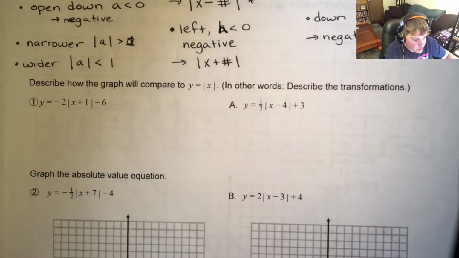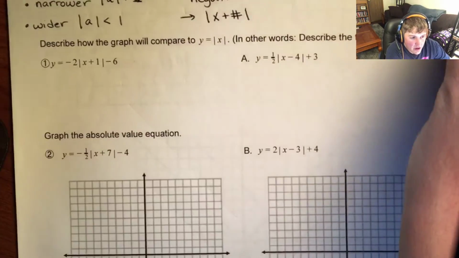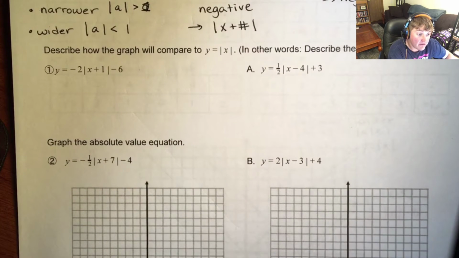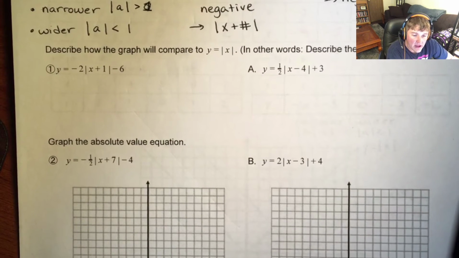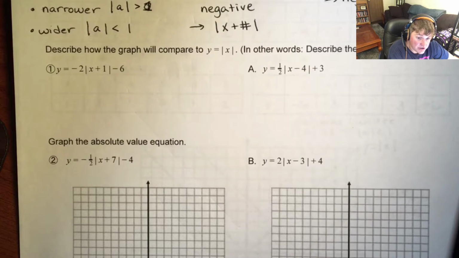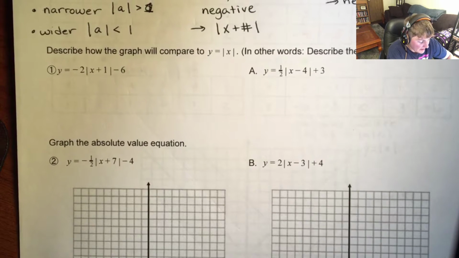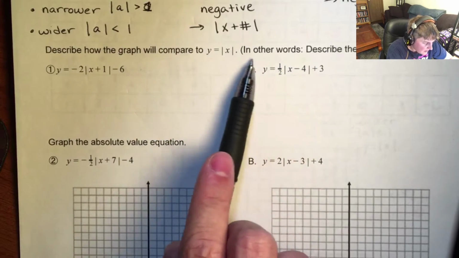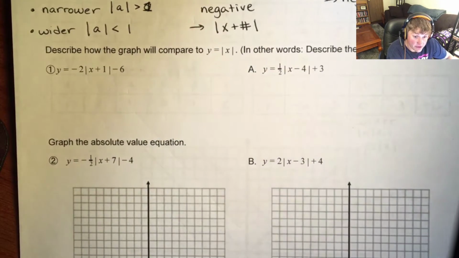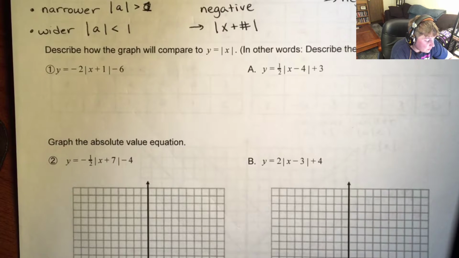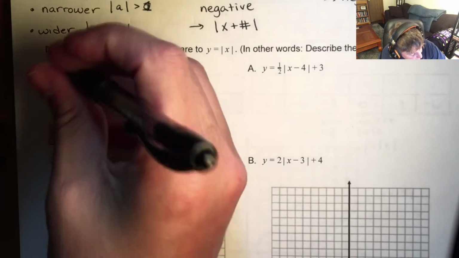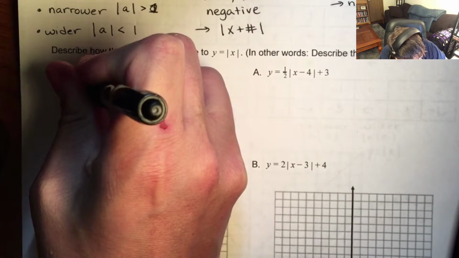Okay, so let's actually go ahead and do one in A. What I want you to do is go ahead and use this table, but eventually at some point I think you'll have it figured out where you won't need the table. Describe the transformations. Describe how this graph would compare to y equals the absolute value of x. In other words, just describe the transformation. Okay, so let's just go ahead and figure out where the vertex is moved. So it is translated.